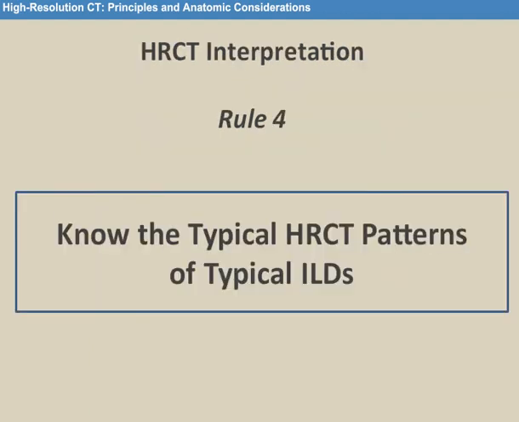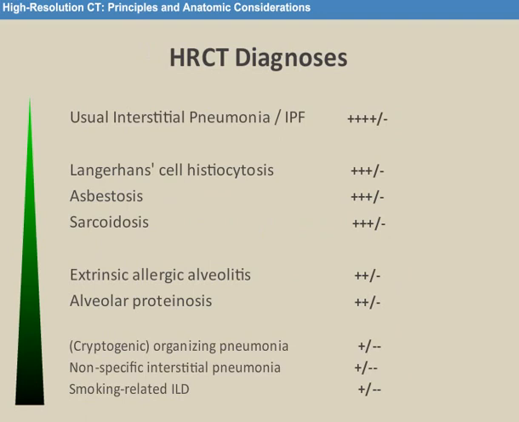Rule number 4, common things are common, and it's worth knowing the common patterns of lung diseases. This is by no means a comprehensive list of diffuse interstitial lung disease, but it's arranged in some rough order in terms of the ease of diagnosis. Now, the diagnosis of IPF, or the UIP pattern, is something that we can make with a reasonable degree of confidence, assuming that it's a typical pattern. That's not always the case. But as we go further down that list, it becomes more and more difficult because the appearances become more and more non-specific.